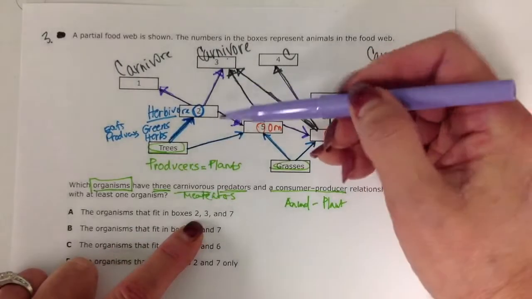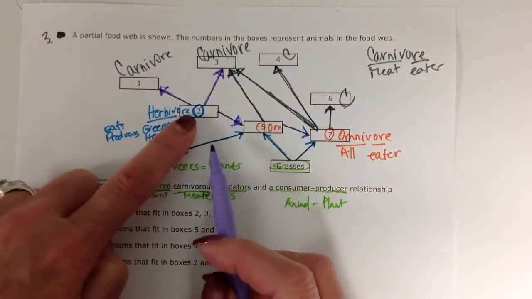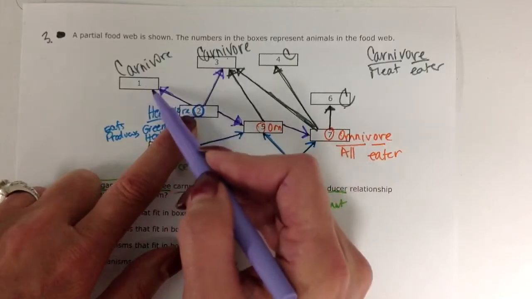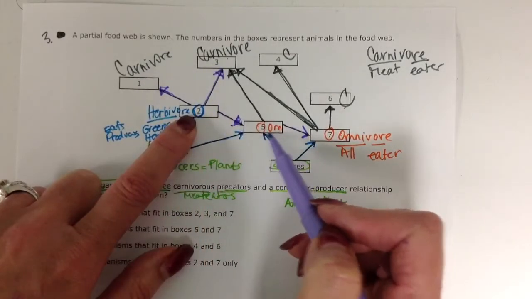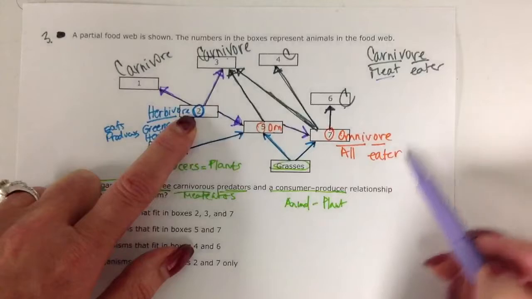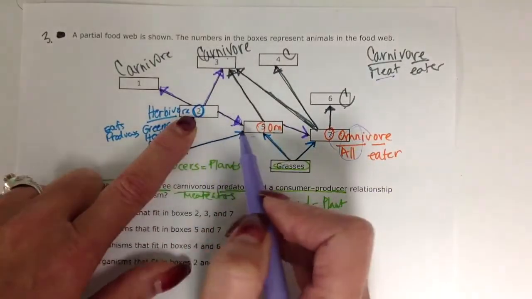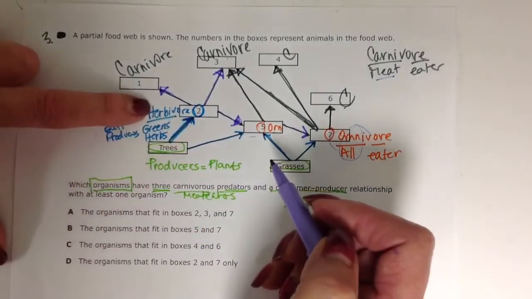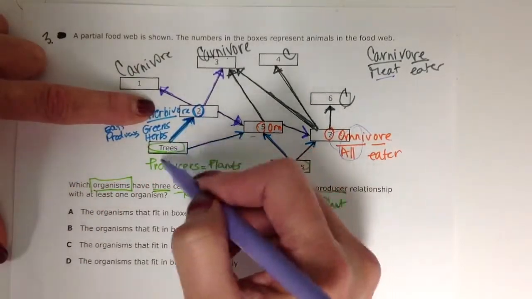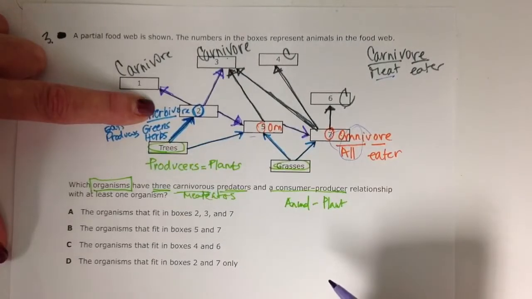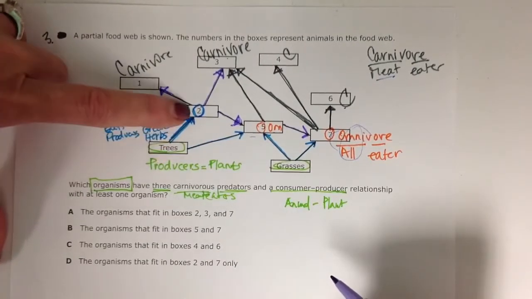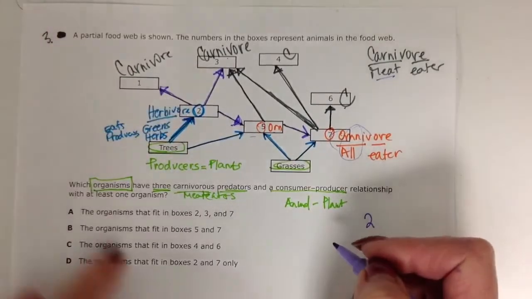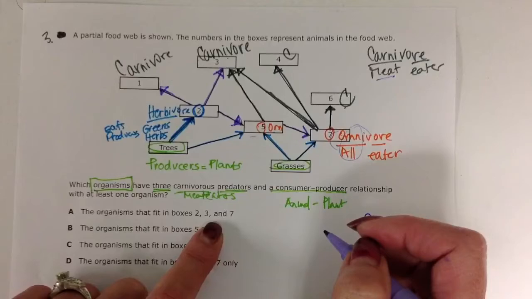Well, box number 2, this herbivore definitely has 3 organisms that feed off it. Carnivore and an omnivore, but remember omnivore is all eater. It'll eat meat, so it is also a carnivorous predator, so to speak. And it also has a producer-consumer relationship. Here's the producer and here's the consumer, that herbivore. So 2 looks good.